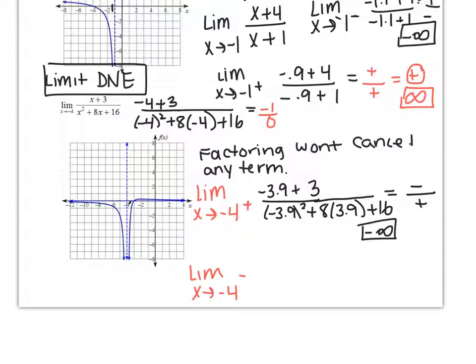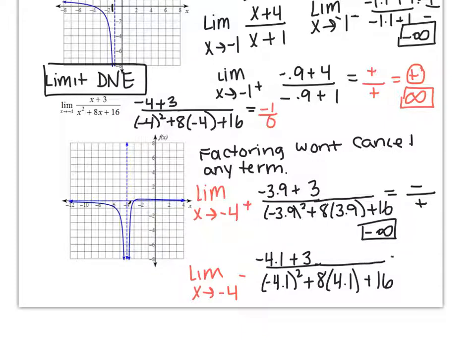So now let's plug in a number a little bit to the left of -4. So let's just say -4.1 plus 3 over -4.1 squared plus 8 times 4.1 plus 16. All right, take a minute, see if these items are both positive or negative. Okay, I got the numerator to be negative, and I got the denominator to be positive. So therefore, the limit as x approaches -4 from the left is also -infinity.